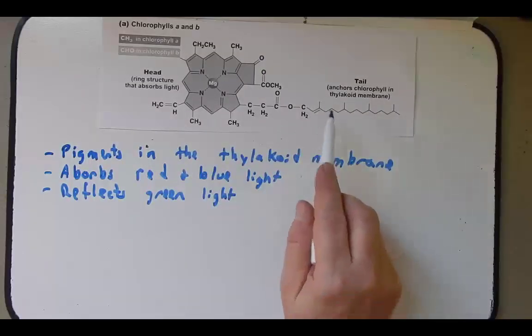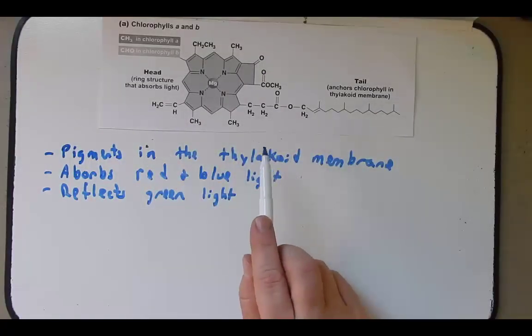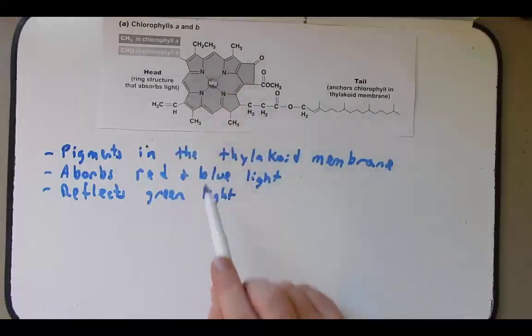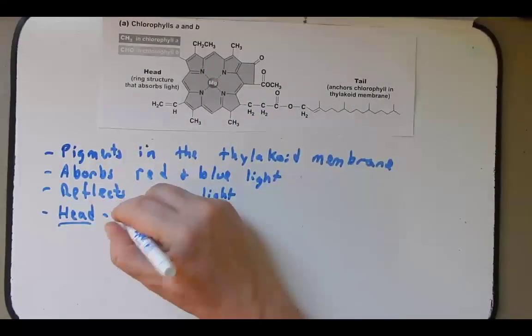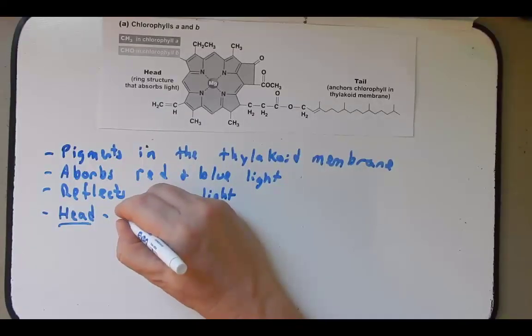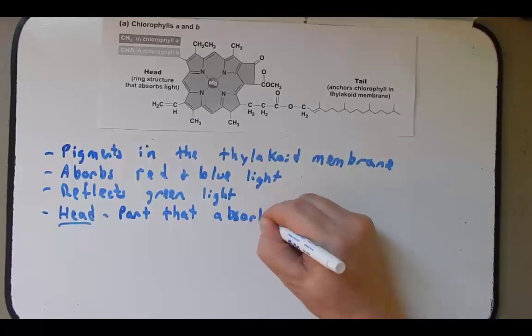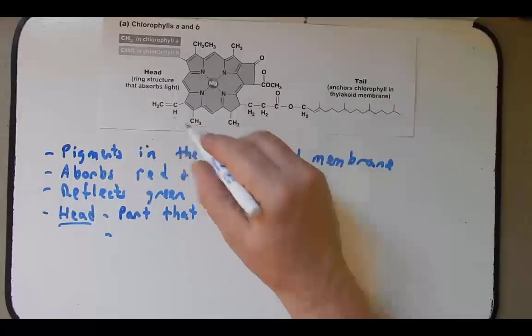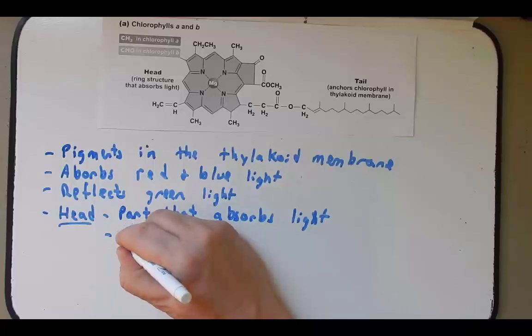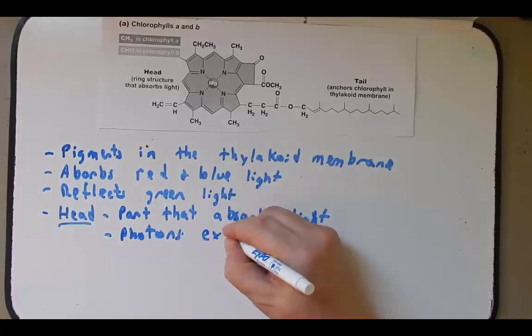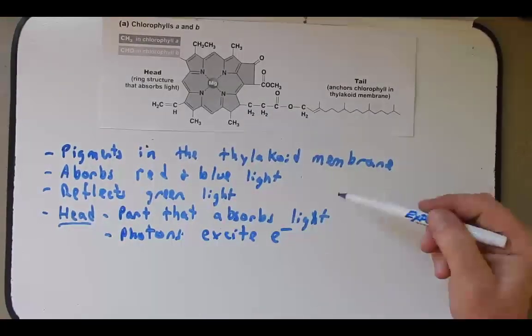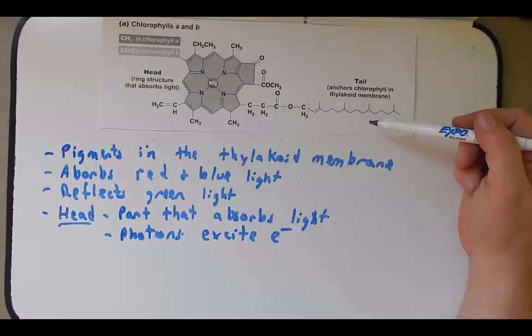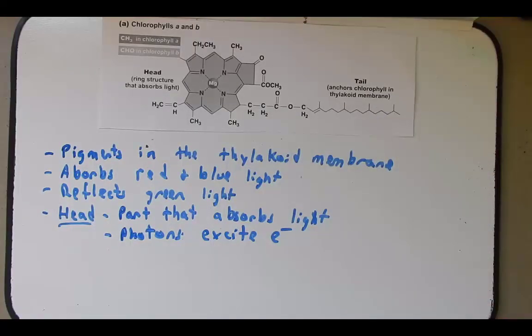Now, as you can see, this is a fairly unique structure, so I want to talk separately about this end, which is called the head end, and then follow it up with the tail end. This is the part that absorbs light, absorbs the red and blue light. In this region here of the head, photons excite electrons, and those excited electrons, as we'll talk about later, are important in the electron transfer that we see in the light reactions.